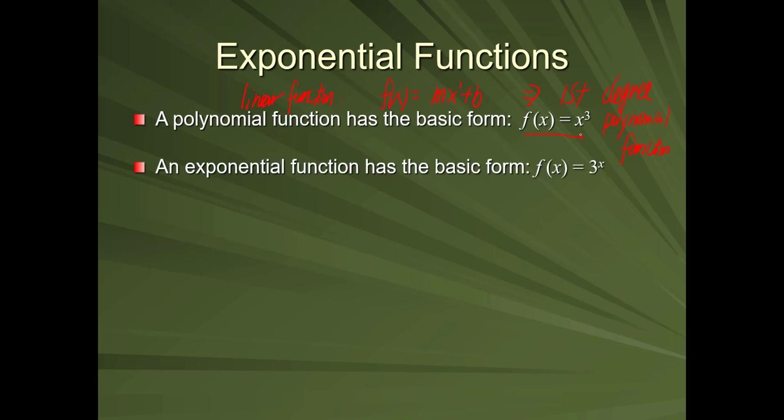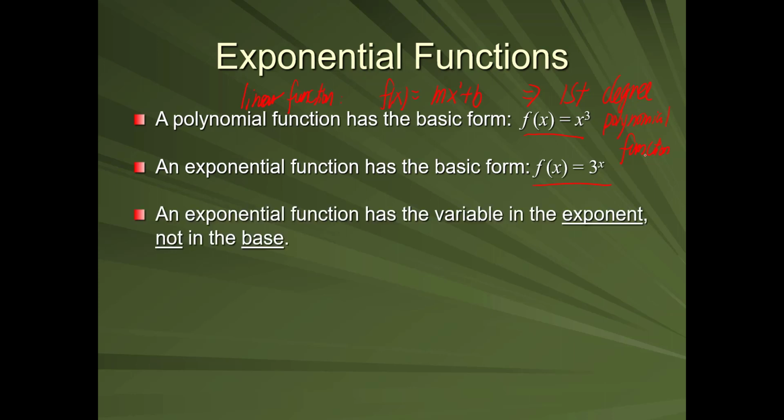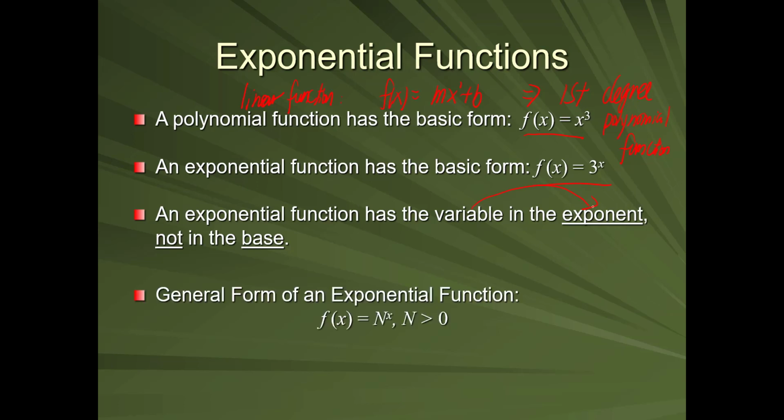And an exponential function typically has the basic form of a base raised to an exponent. The base is usually a number raised to x, and this number must be greater than 0. An exponential function has a variable in the exponent, not in the base. So the variable is in the exponent. That's where the exponential function comes from. And the general form of the exponential function, as I mentioned, is f of x equal to n raised to the x power. N must be greater than 0, and that's the basic structure of the exponential function.